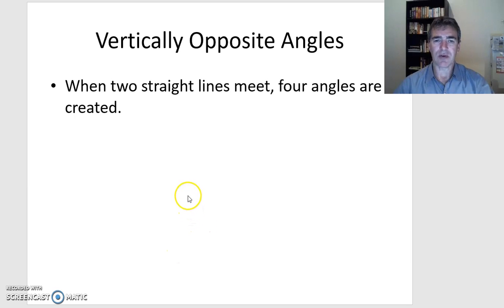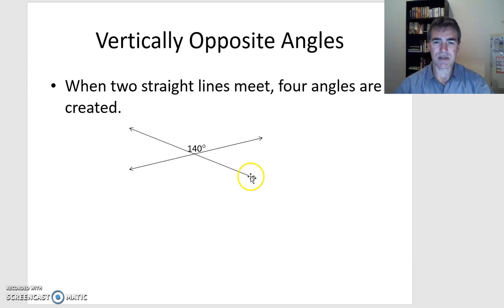Vertically opposite angles occur when two straight lines meet, and we'll find that there's actually four angles created. So there's one straight line, there's another straight line. They're not parallel, so they must cross. And we notice that we've got 1, 2, 3, 4 particular angles there. Well, let's have a look at what happens. So let's say we measured that, and that amount of turning was 140 degrees.